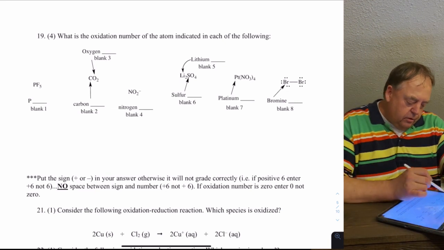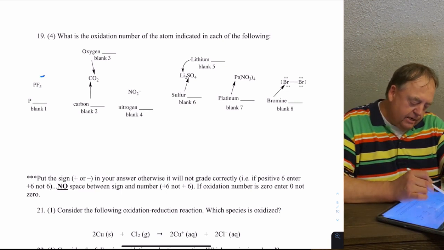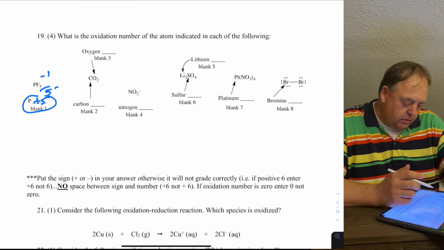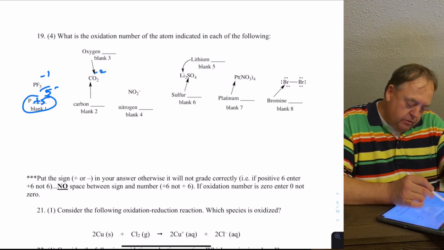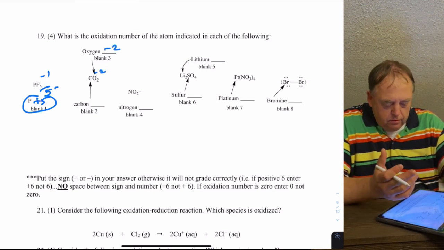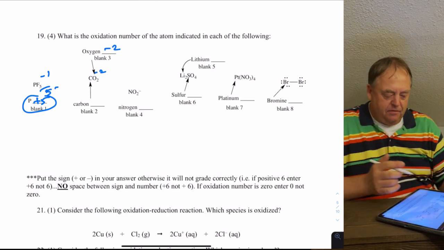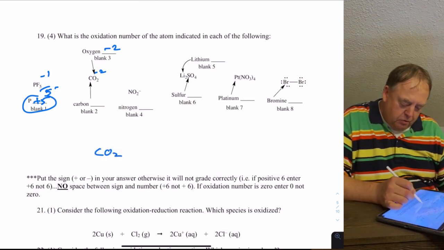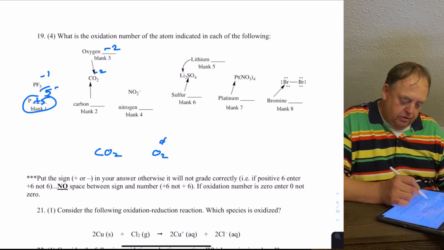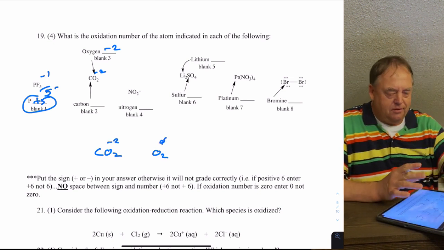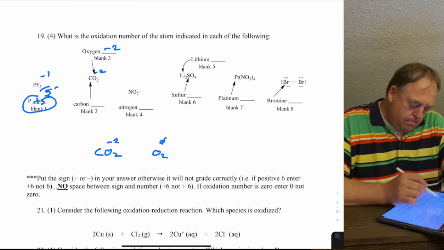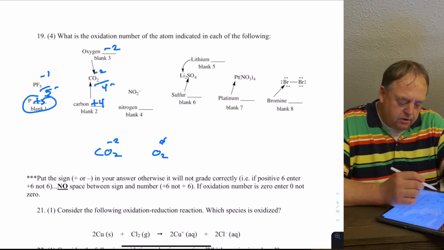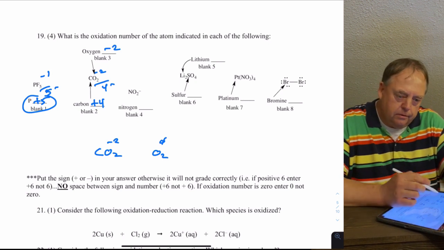Okay, more oxidation numbers. So fluorine's -1. There's 5 of them, so that's 5 negatives. There's only 1 phosphorus, so it must be +5 to make that sum to 0. Oxygen's always -2, so that's easy, unless it's O2 by itself, right? There's a difference between CO2 and O2. This O2 is 0, this O2 is -2 because it's bonded to carbon. So if oxygen's -2, that's 4 negatives, so that means carbon must be +4 to balance that out to 0 because there's only 1 carbon.